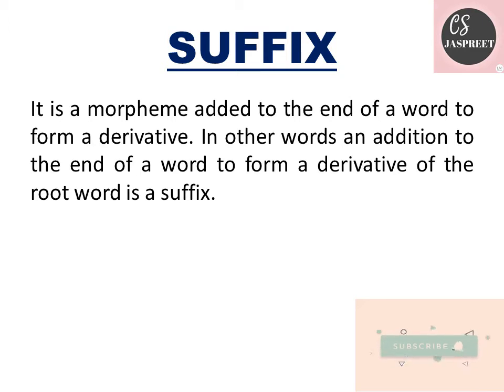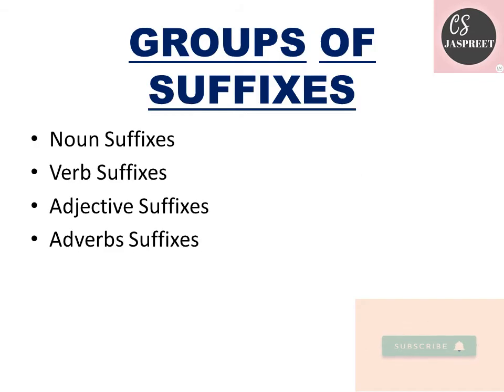A prefix comes at the start of the word to give it a different meaning, and a suffix comes at the end of the word to make it a derivative and to give it a different meaning again. Groups of suffixes: we have four groups, noun, verb, adjective, and adverb suffixes. These are the four types of suffixes, and I'll explain them one by one and tell you which suffixes come under each.